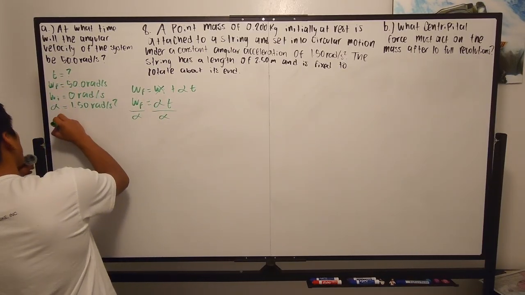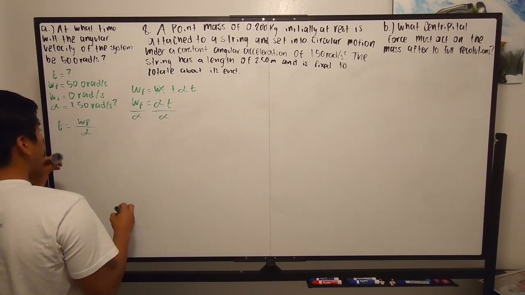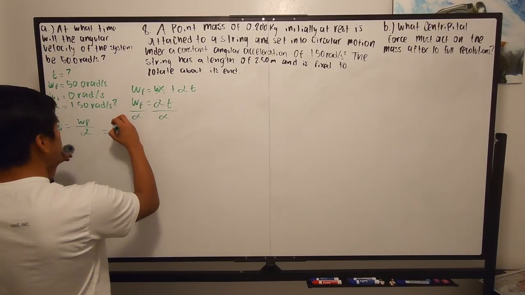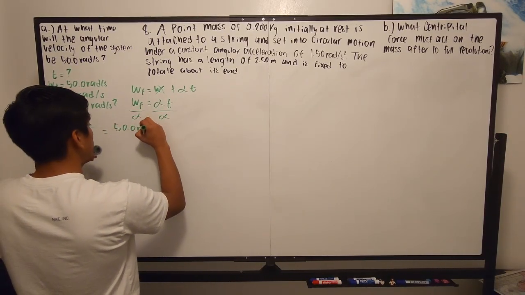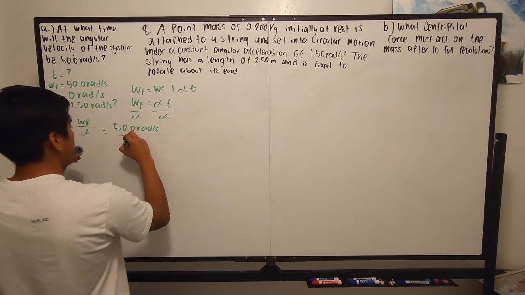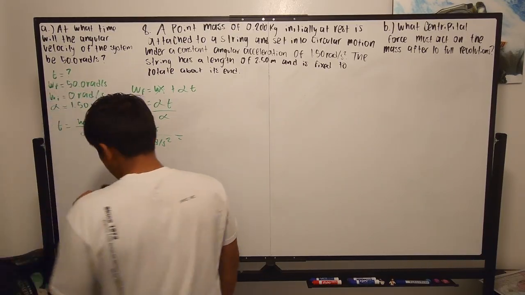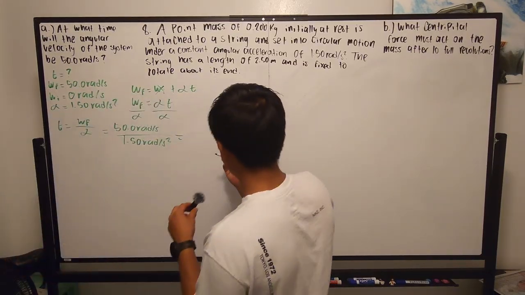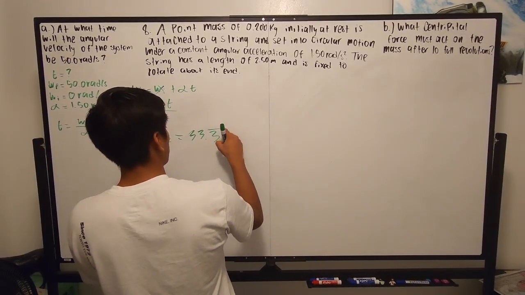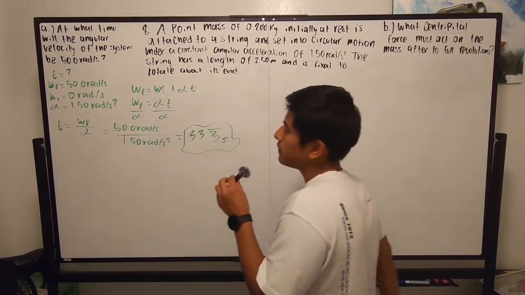So then my time is equal to omega final all over alpha. Plugging in my quantities, omega final is equal to 50.0 radians per second, all over my acceleration, which is 1.5 radians per second squared. Plugging that into my calculator, I'll get a time of 33.3 seconds, and the threes just keep going on forever. So that is my answer for the first part.